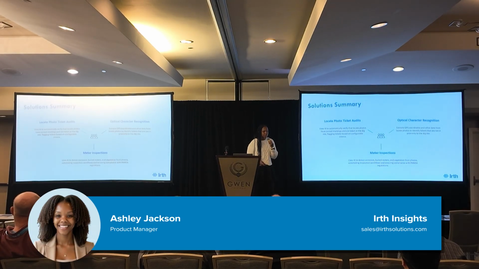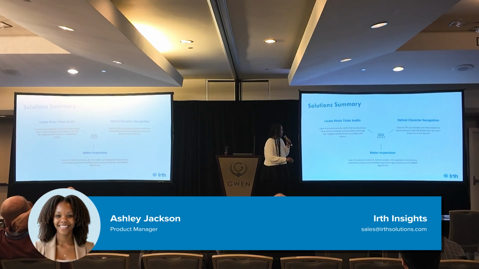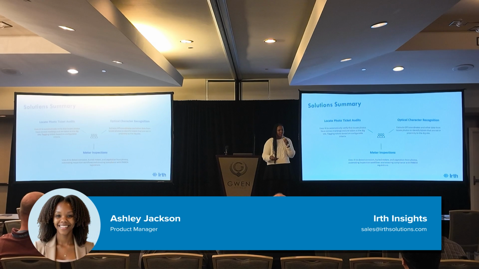So, the summary of the solutions together and how everything works. We have the locate photo ticket audits that I started with and how that works with the optical character recognition, but then we also have the meter inspections and how those are able to help you to detect corrosion, buried meters, and the vegetation in the photos.